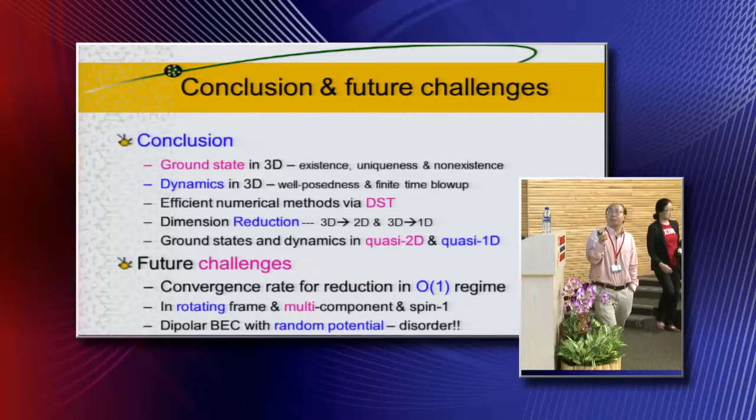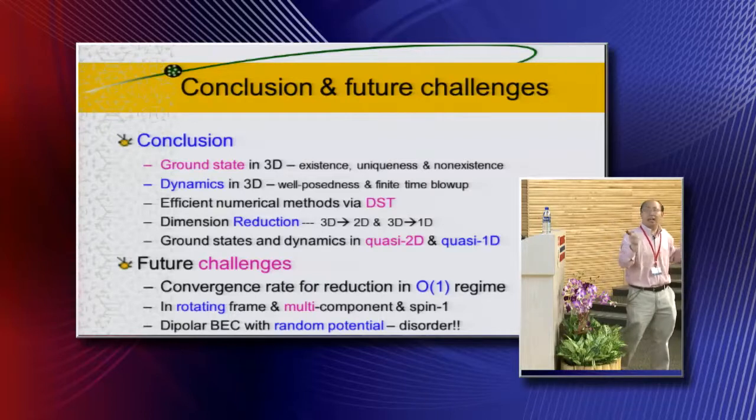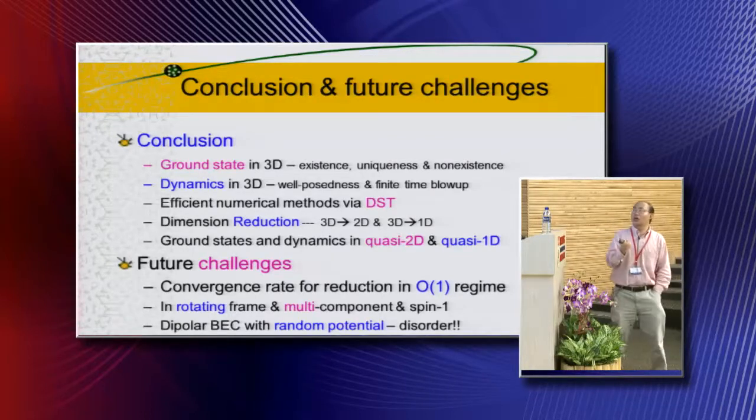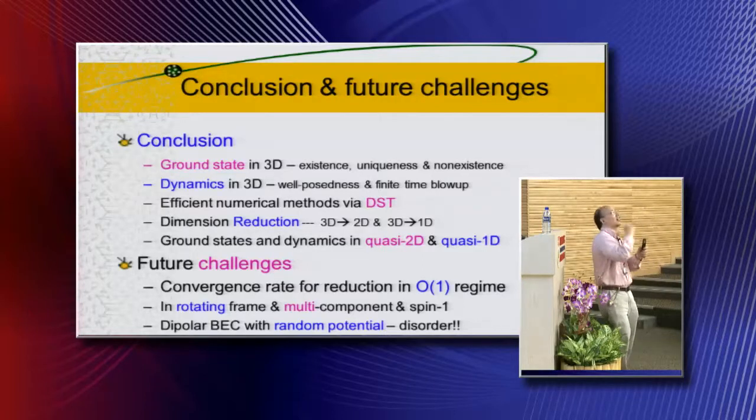Some future problems are, for example, the dipole interaction together with a rotating frame. And also the dipolar BEC with a random potential. This V has some random effect, from cooling down by laser. What happens with the disorder here?